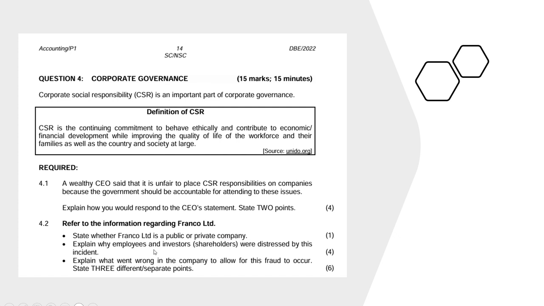Explain why employees and investors were distressed by this incident. Using the information provided to you, you need to explain why the employees and investors were distressed. Explain what went wrong in the company to allow for this fraud to occur. State 3 different or separate points. Each point will have 2 marks. Make sure you don't state more than 3 points. You've already been guided in terms of how many points you need to write.